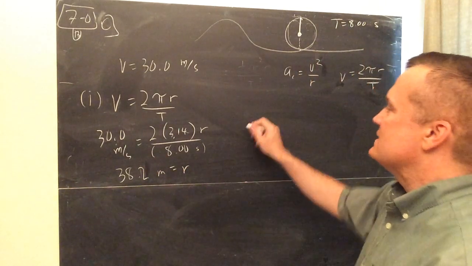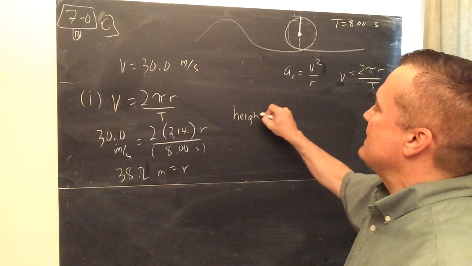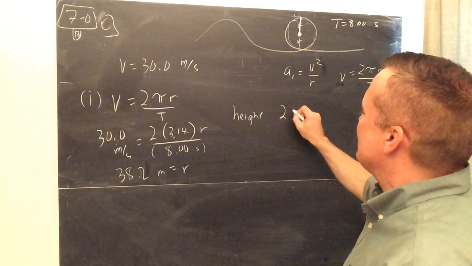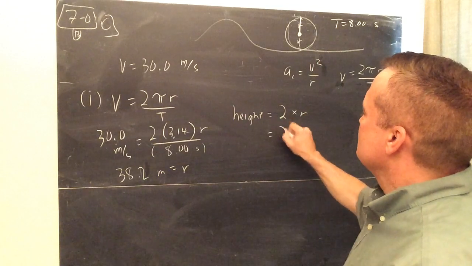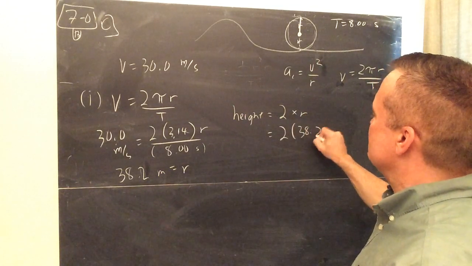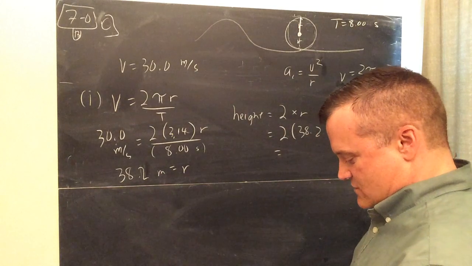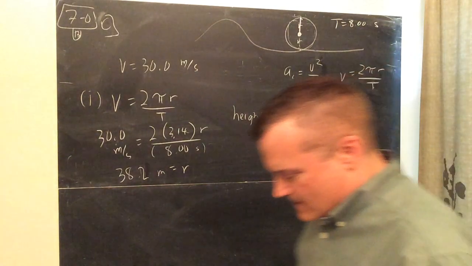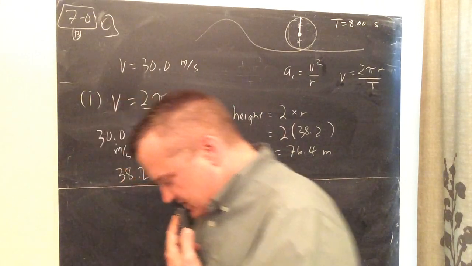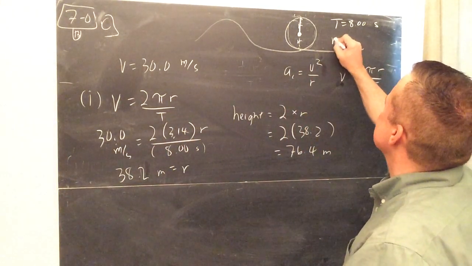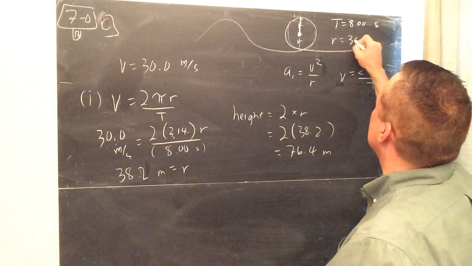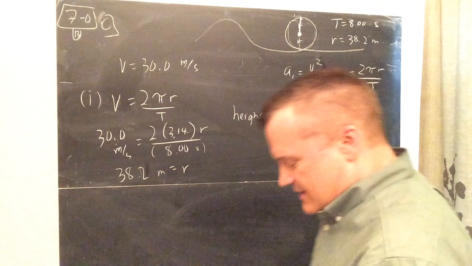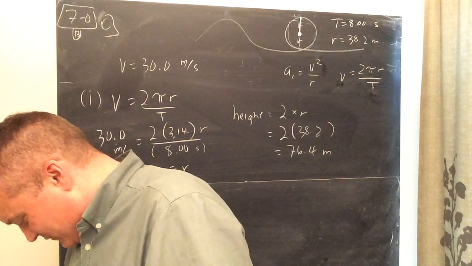Now that's the radius, so the height would have to be double the radius. So that's the radius and that's the radius. It will be 2 times R. 2 times 38.2 is 76.4 meters. All right. So let me write that down. Radius equals 38.2. And of course, height will be 76.4. Because I have to erase that, that's why I want to write it down.